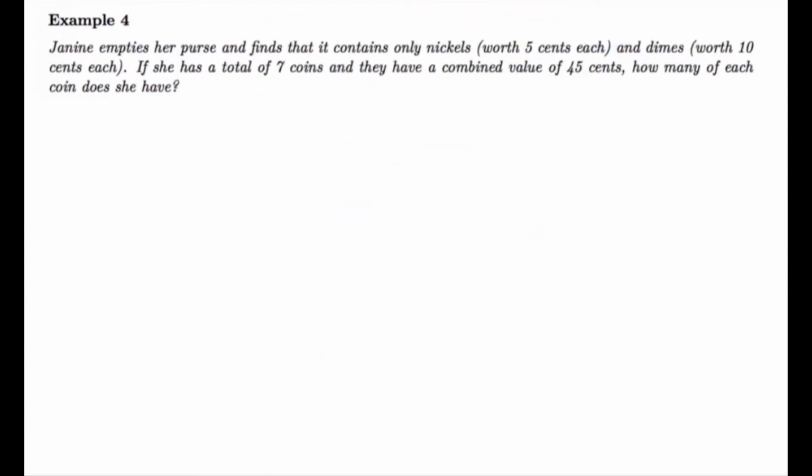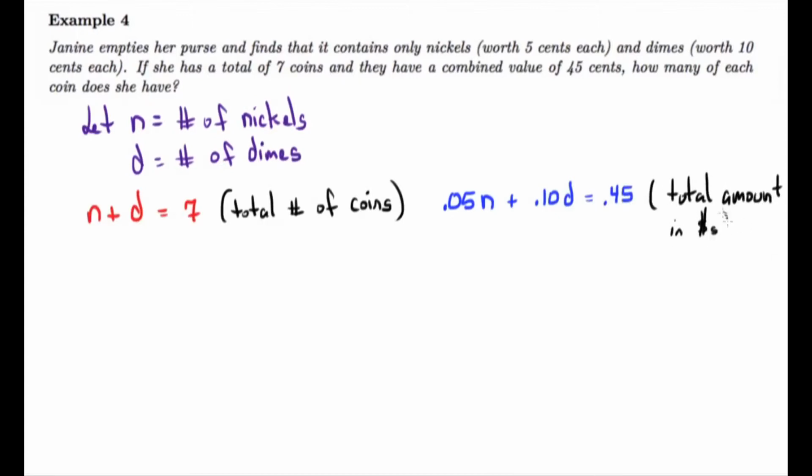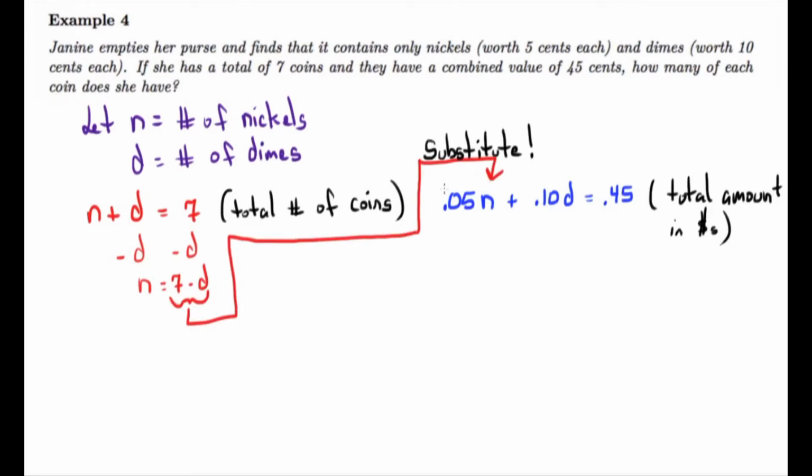Example 4. Janine empties her purse and finds it contains only nickels and dimes. If she has a total of 7 coins and they have a combined value of 45 cents, how many of each coin does she have? So we can say N equals the number of nickels, D equals the number of dimes. So N plus D equals 7. That's the total number of coins equation. And 0.05N plus 0.10D equals 0.45. That's the total amount of money equation.